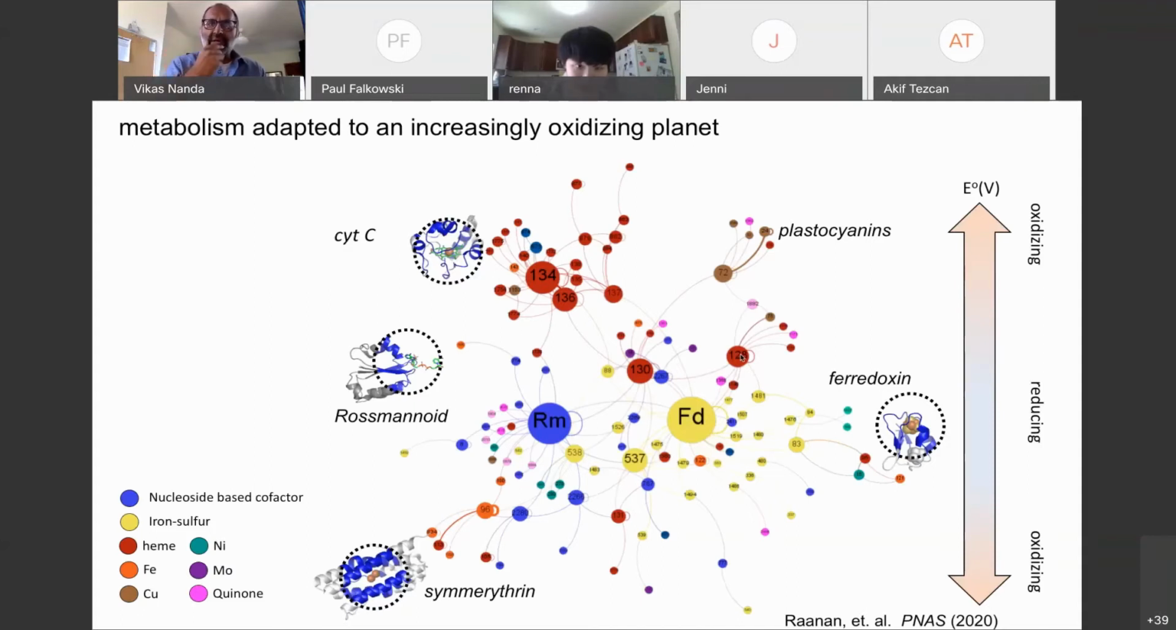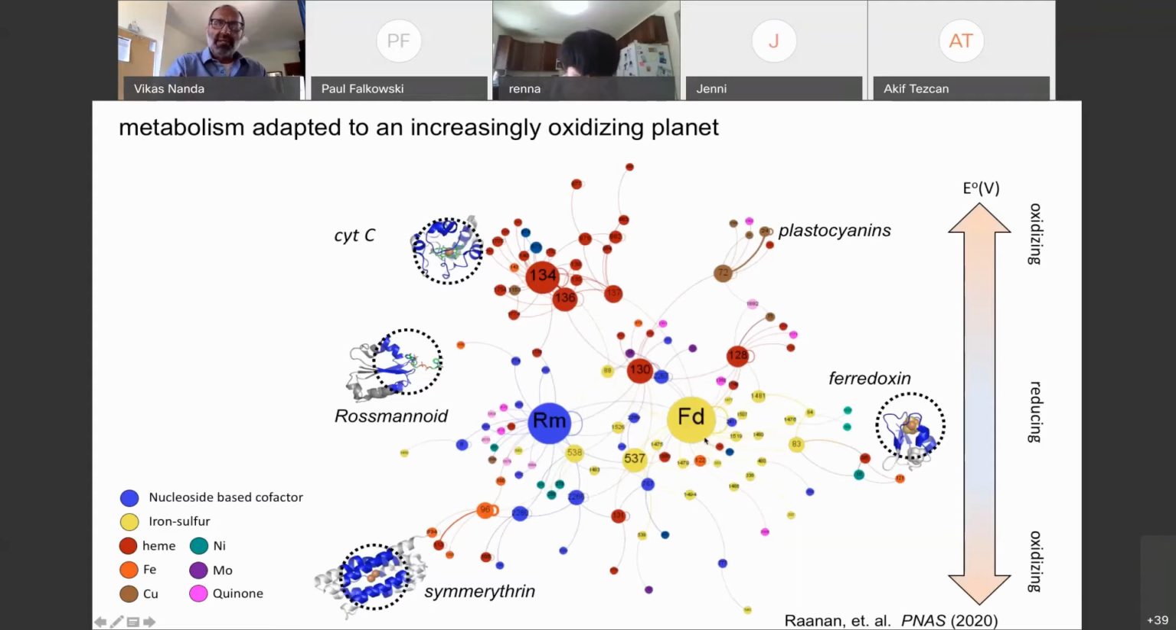But as soon as we saw this network, we started to see interesting patterns. All of these connections in this network are for function. These are electron transfer pathways. This is not an evolutionary tree per se. These are not connections that are explicitly defined by inheritance.